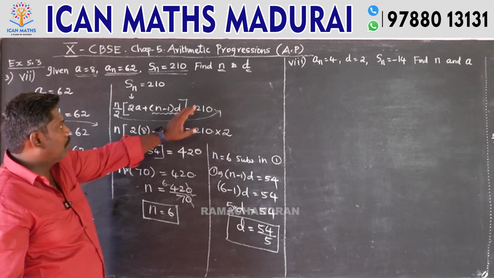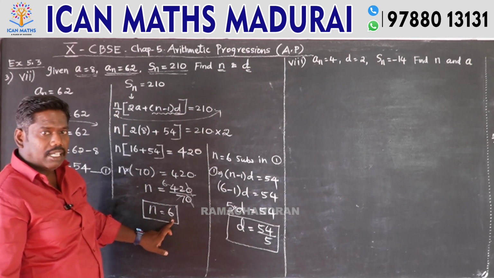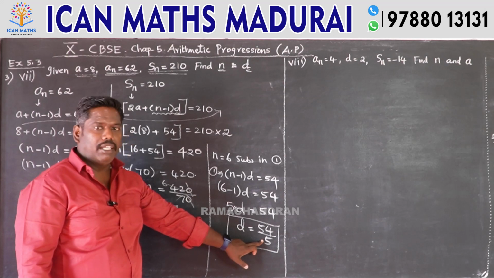In this question, they are asking two things: find n and the common difference. The value of n is 6 and the common difference is 54 by 5.